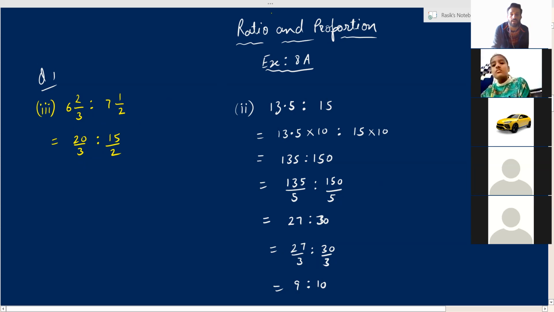Daksh, stop shouting. If you have done it, please send your answer in the group. Don't shout like this.